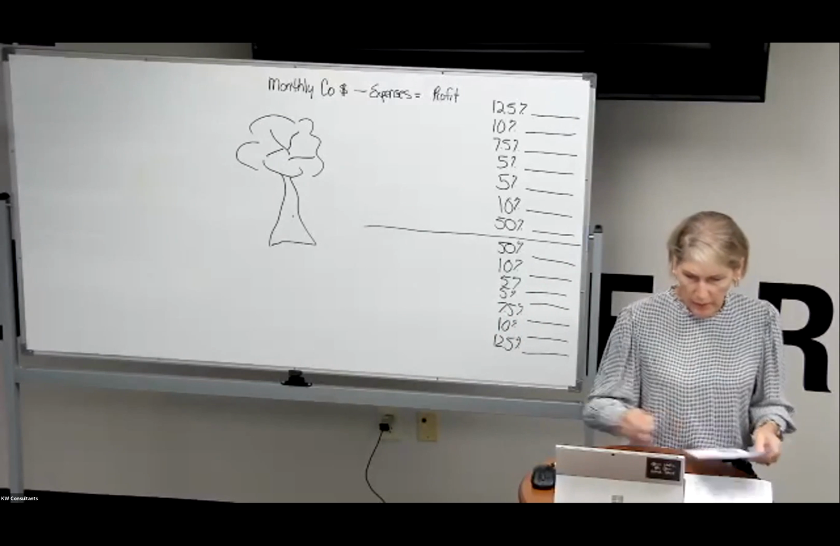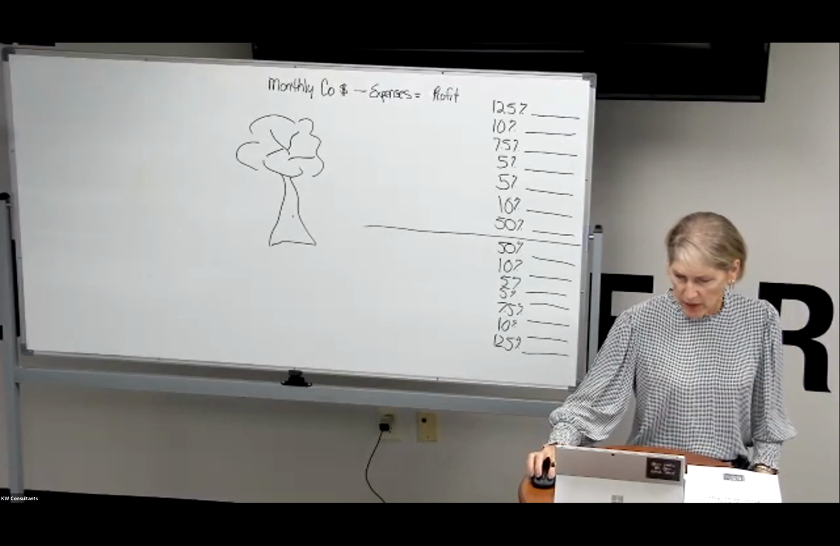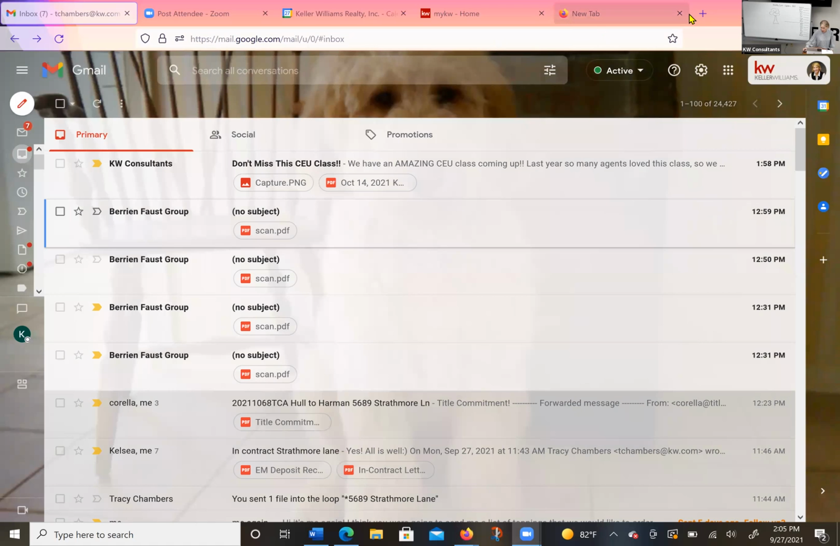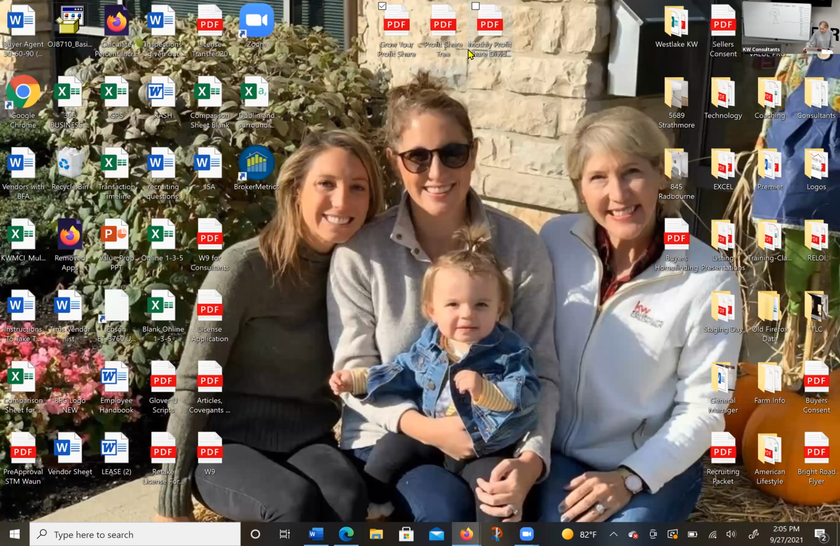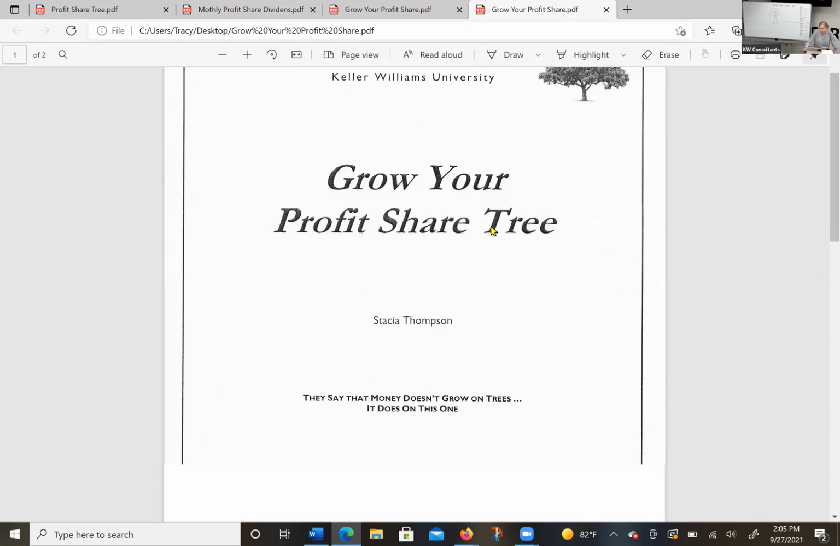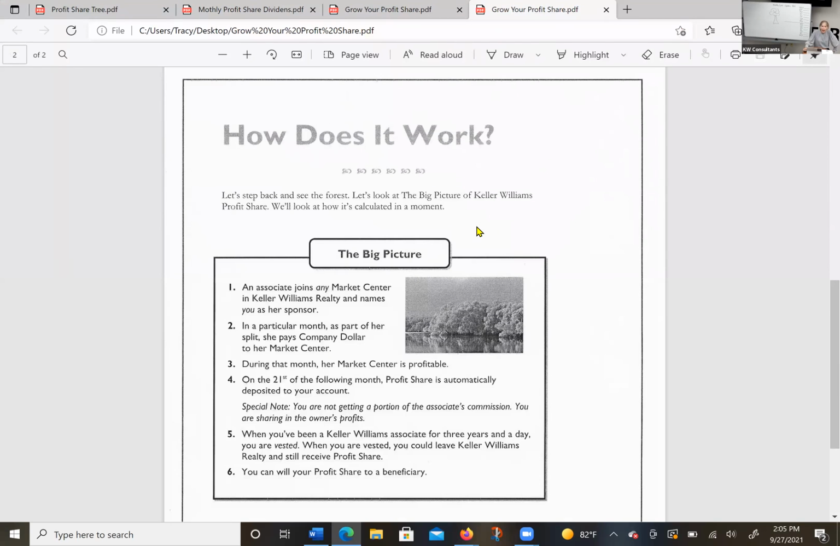Okay, so let's get started. I'm going to share my screen. If you want copies of what I'm sharing, this is all in KW Connect, so that you can pull this up, and it's called a Grow Your Profit Share Tree. Imagine that. So first thing we're going to look at is how does it work?